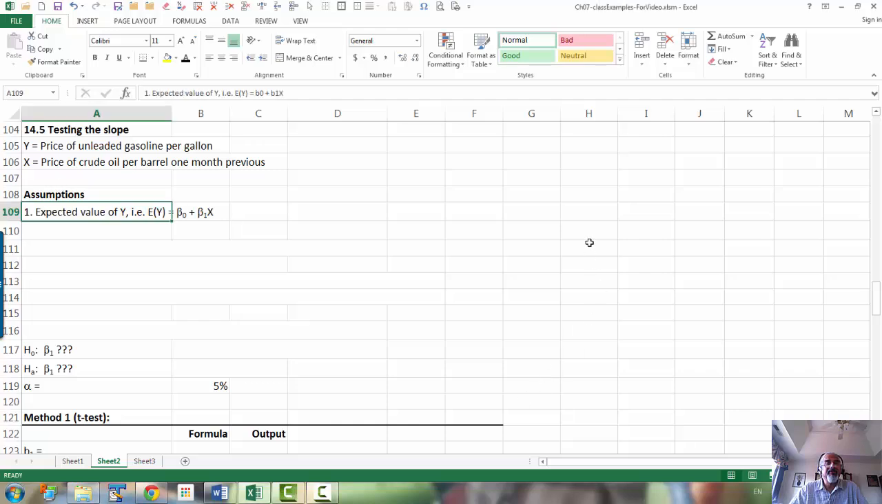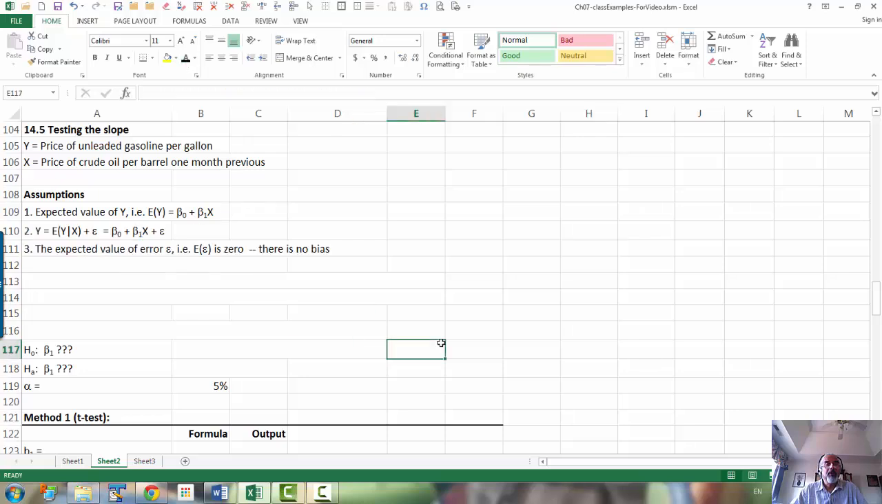So expected value of Y is beta sub 0 plus beta sub 1 X. So the mean value of Y falls exactly on a straight line, and the actual value of Y is this mean plus an error term epsilon. Then the expected value of the error term is 0, so there is no bias. And the errors are independent of the price of crude. So going from one period to the next period to the next period, the errors are independent.